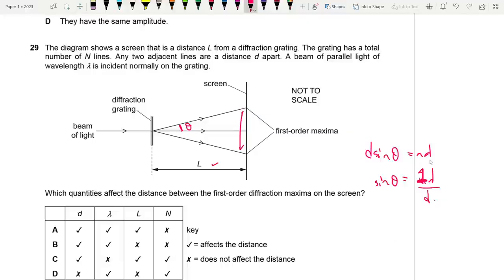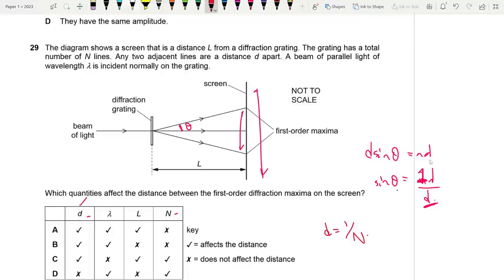This distance L, number of lines in the grating, and distance d. So guys, if you change distance d, obviously theta will change. And think about it, if theta was larger, wouldn't the first orders be further apart? So since theta depends on d and theta changes L, d must have a significance. Similarly, we know that the formula for d is 1 by capital N.